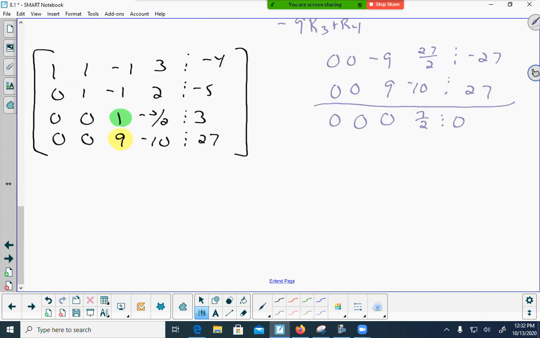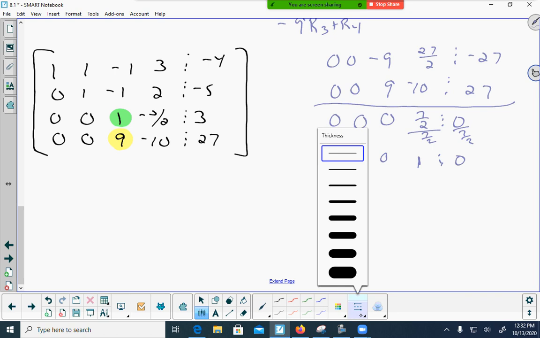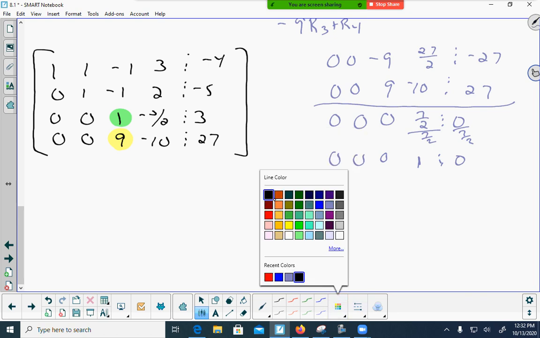So I want this technically to be 0, 0, 0, and I want this to be a 1. What do I have to divide by? 7 over 2. It doesn't really matter because it's still going to be 0, right? 0. So now that is my last piece.